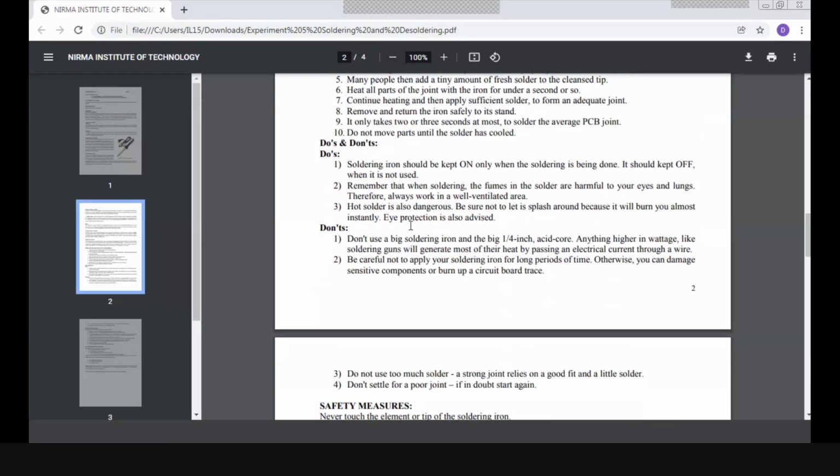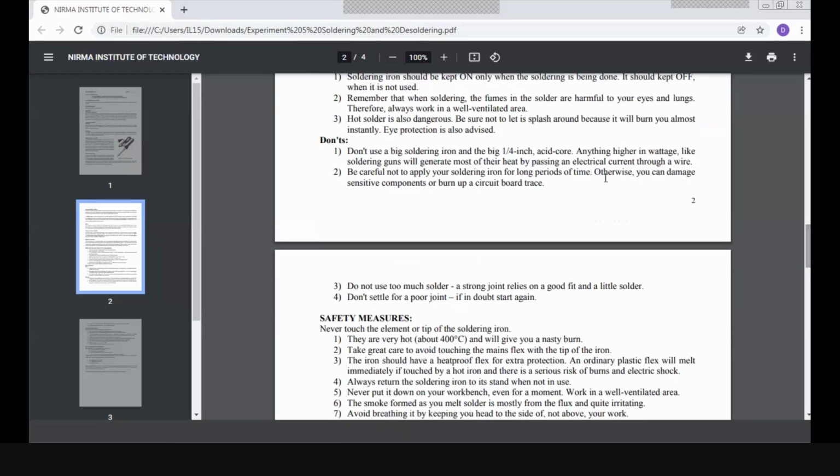Hot solder is also dangerous. Be sure not to let it splash around because it will burn you almost instantly. Eye protection is also advised, right? So what are the don'ts? Don't use a big soldering iron. Anything higher in wattage, like soldering guns, will generate most of their heat by passing an electric current through a wire.